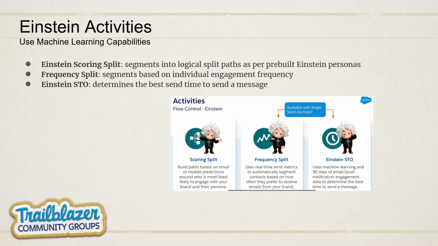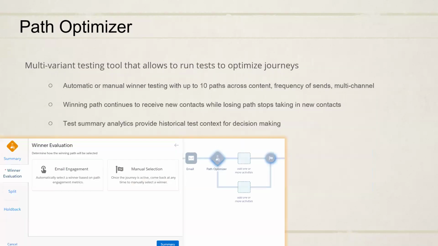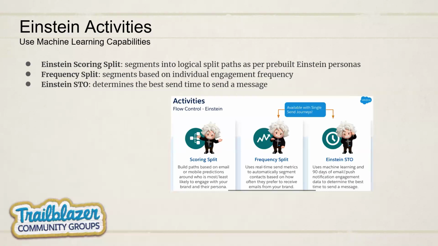And Einstein Send Time Optimization. This will evaluate the best time to send a message to a particular contact. Let's take an example of 100 contacts injected in bulk into the journey at once. When it reaches the Einstein STO activity, it will look at each contact out of the 100 and work out the best time to send a message to each one of them. And depending on their specific preferable time, it will then send out the communications.